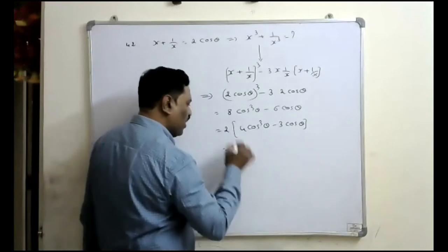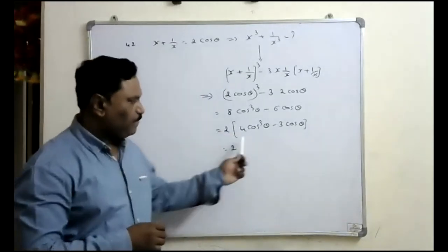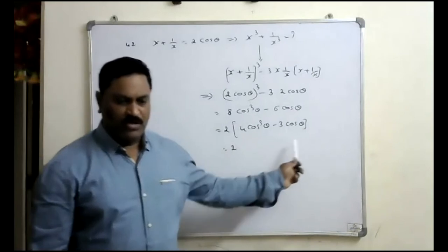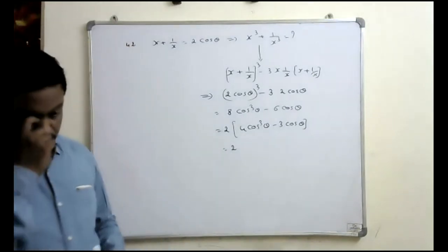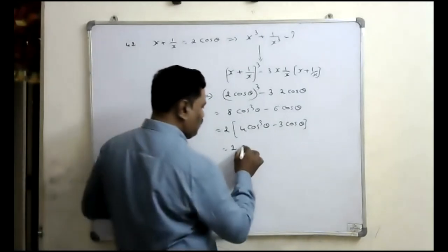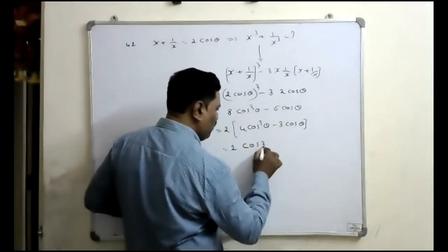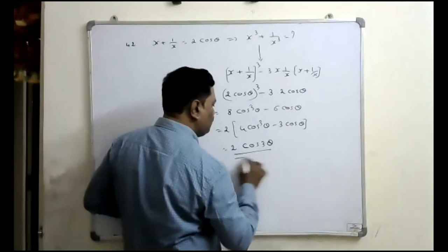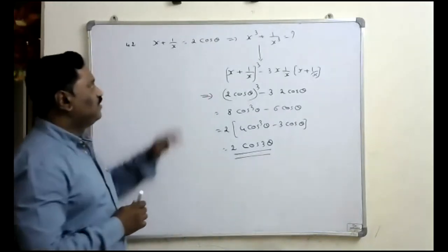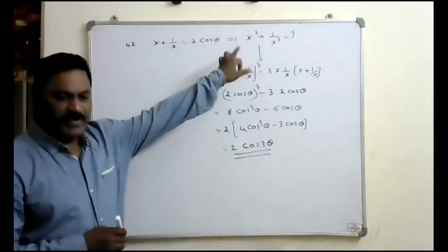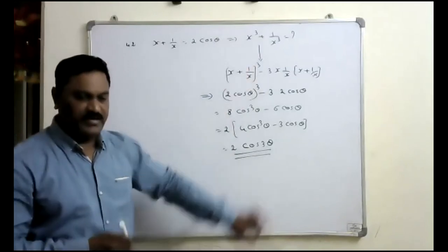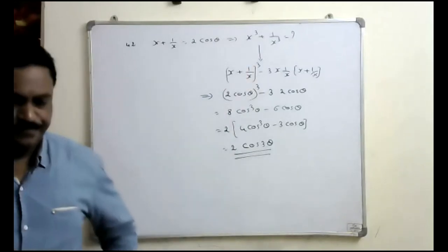So this is 2 times. What is the formula for it? 4 cos cube theta minus 3 cos theta is the formula for cos 3 theta. Therefore, that answer is 2 cos 3 theta. So x plus 1 by x is 2 cos theta, then x cube plus 1 by x cube becomes 2 cos 3 theta. Take that.